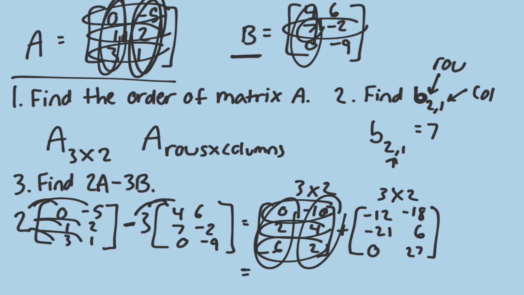That's the same with adding and subtracting. So we can just look at each spot. 0 plus negative 12, or 0 minus 12, is negative 12. Negative 10 plus negative 18, or negative 10 minus 18, is negative 28.